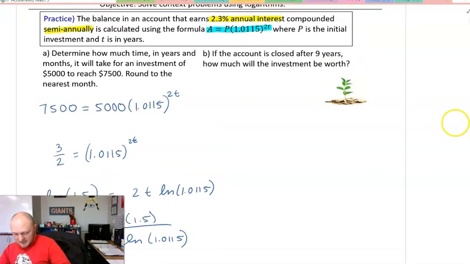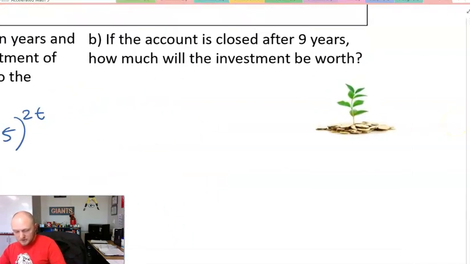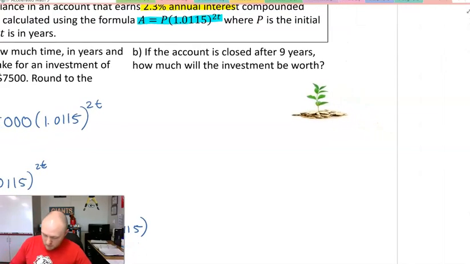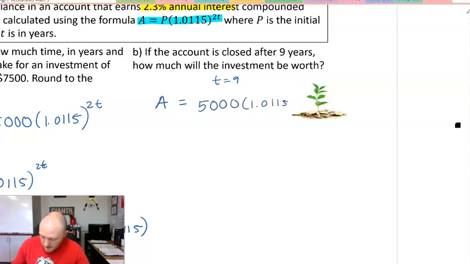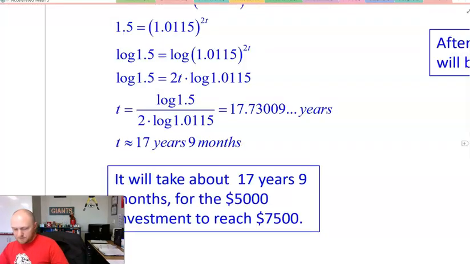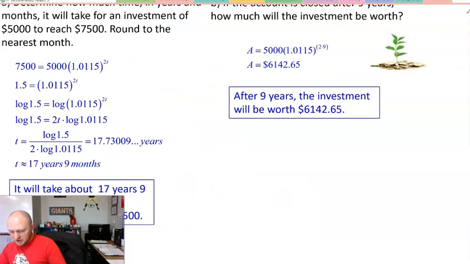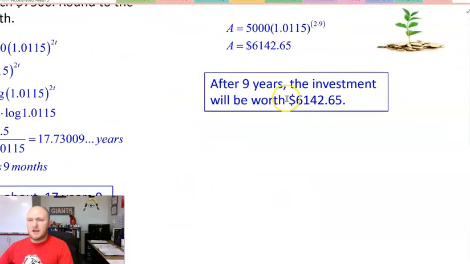Okay, and then part B says, if the account is closed after 9 years, how much will the investment be worth? Well, again, here's where we just take the time that they give us, t equals 9 years, and plug it in. So 5,000 times 1.0115 to the power of 2 times 9. So you plug that in, and the solution that you should have gotten was 6,142.65.